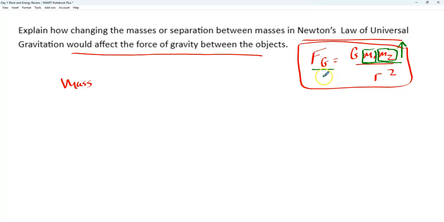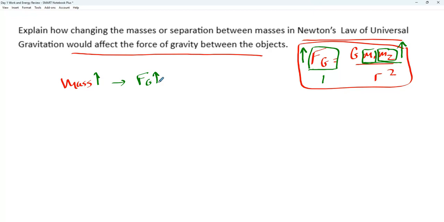All right, so I'm going to put this over 1 so we can see proportionality. The mass is in the same part of the fraction. It's in the upper part of the fraction, with the masses as the force of gravity. So if it increases, the force increases. So if mass increases, there's an increase in the force. So if you have more massive objects, there's a bigger force of gravity.